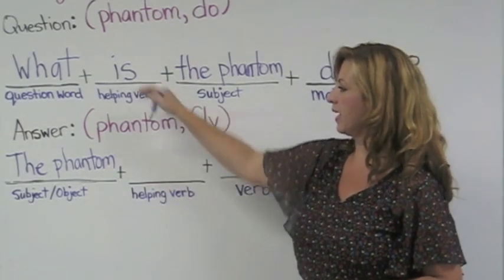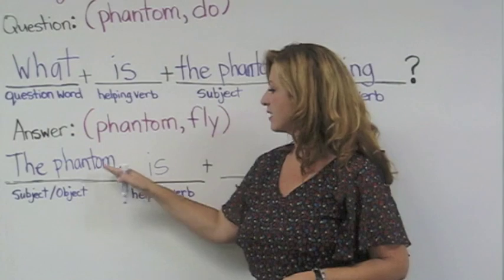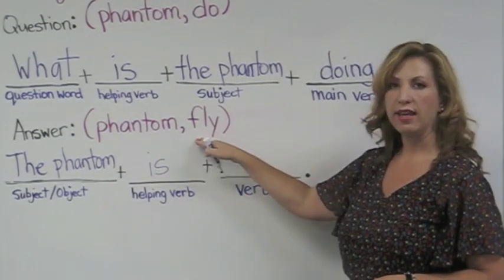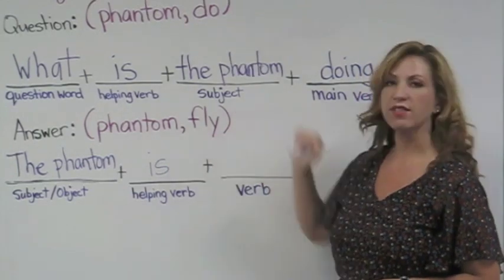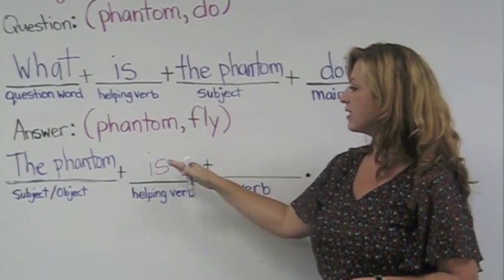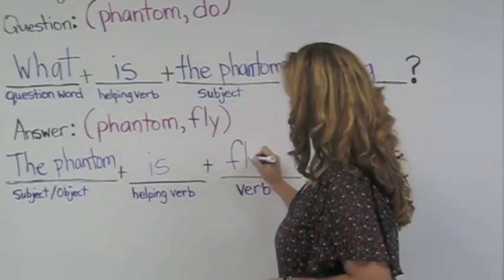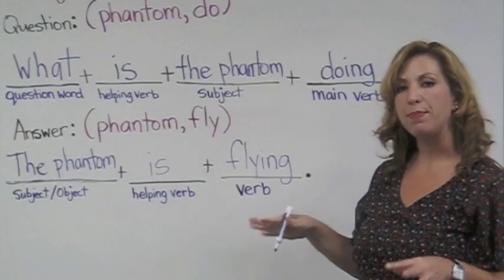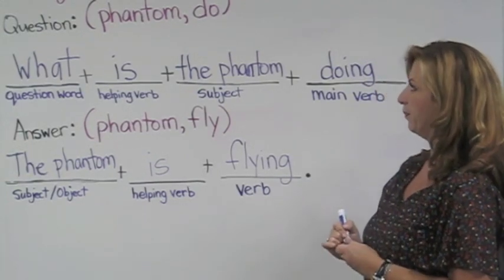Helping verb is. The phantom is, and now our verb is to fly. So we need to conjugate fly to be in the progressive tense. The phantom is flying. Remember, when it's in the progressive tense, it means it's happening as we ask the question and answer the question.